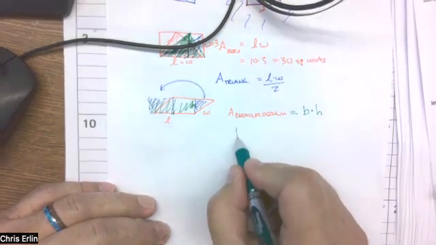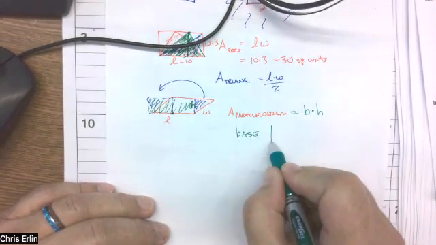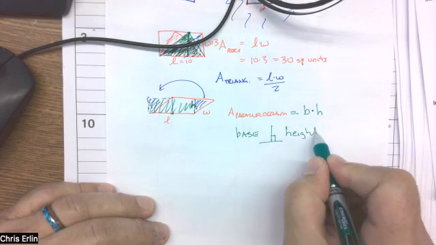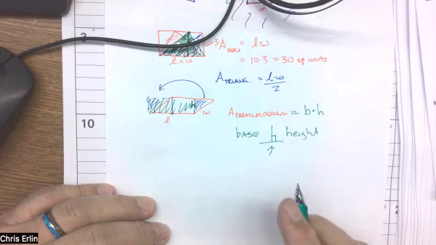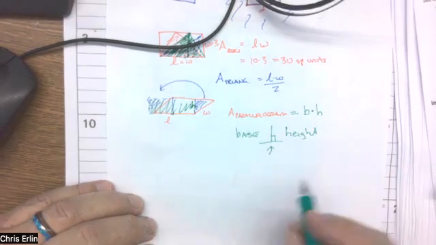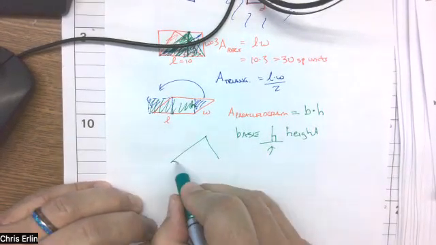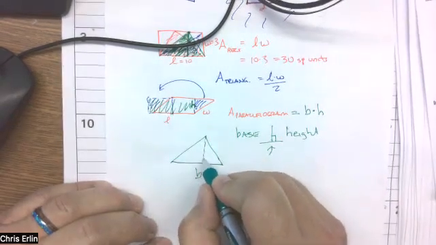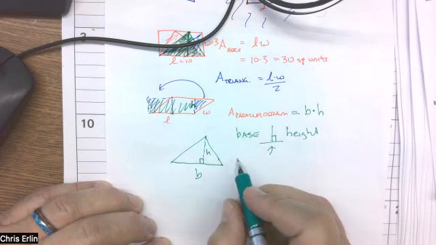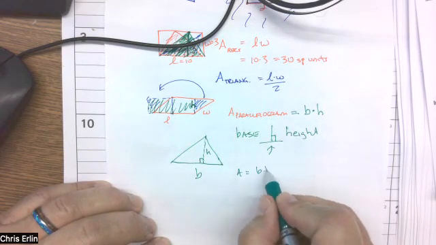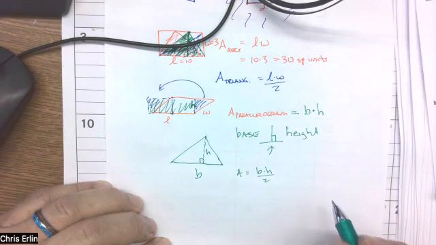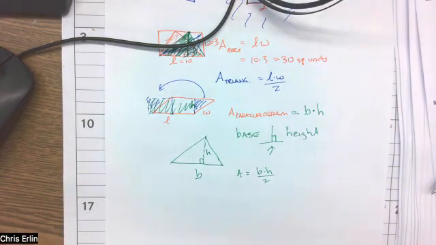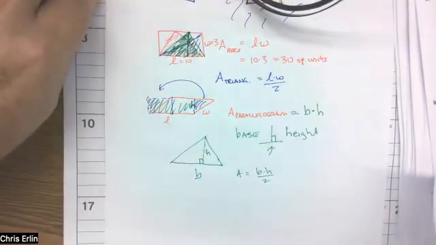And the trick here is that base has to be perpendicular to height. They must make a 90-degree angle. If they're not, you can't do it. And the same is true of a triangle. If I want to find the area of a triangle, I have to do the base times that perpendicular height and then divide by 2. Any questions on these so far? This should be somewhat refreshing knowledge rather than new knowledge.